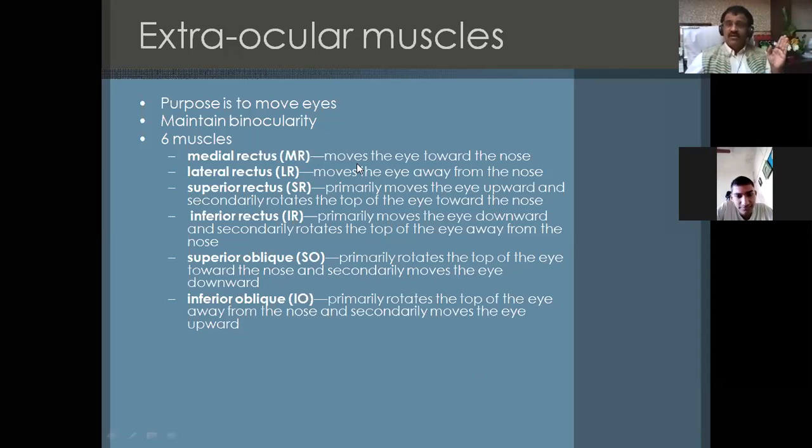Okay, and moves the eyeball towards the nose, moves the eyeball away from the nose, primarily moves the eye upward, inferior moves the eye downwards, superior oblique rotates the top of the eye, and inferior oblique rotates the top of the eye away from the nose. You can understand this. And the last one is levator palpebrae superioris, the 7th one, moves the upper eyelid, and the lower eyelid doesn't move.